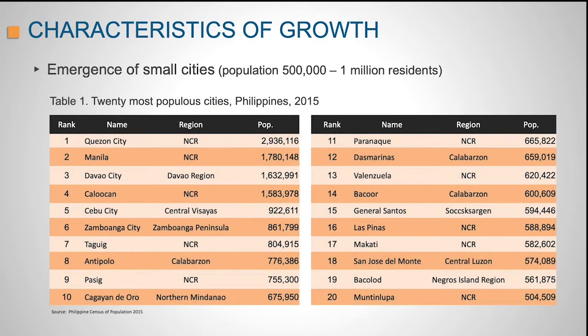Recent census data show the emergence of secondary cities or small cities where much of the urban growth has happened in the last 10 years. These small cities are defined by the United Nations as cities of 500,000 to 1 million residents. 16 of the 20 most populous cities in the Philippines can be classified as small cities.